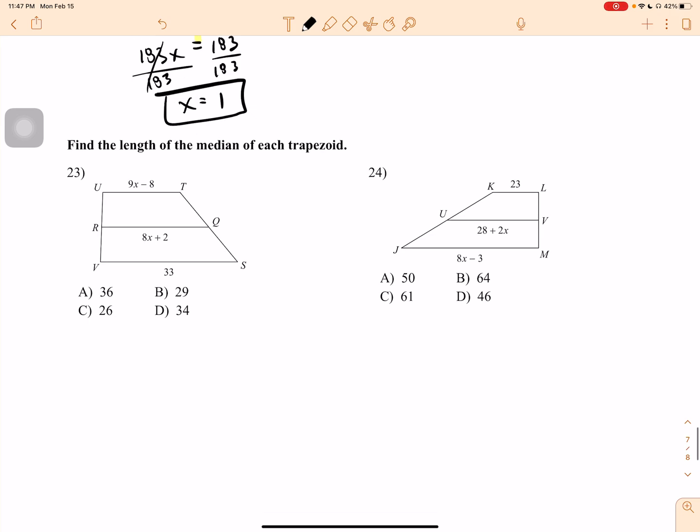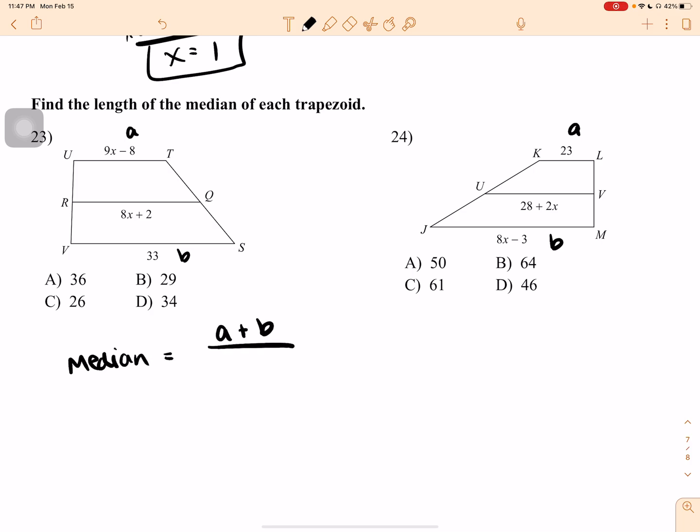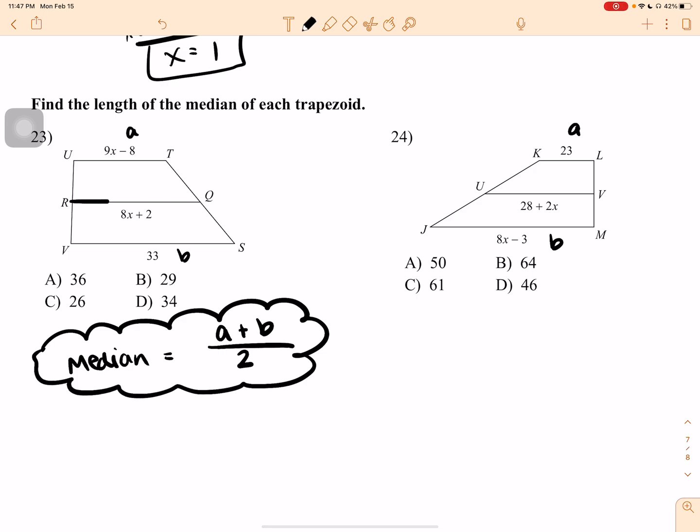The median. So again, I'll write down the little formula. I just write an A and a B, A and a B. The median is half of A plus B. Okay, so that's for the median, and the median is just that line down the middle here and here.